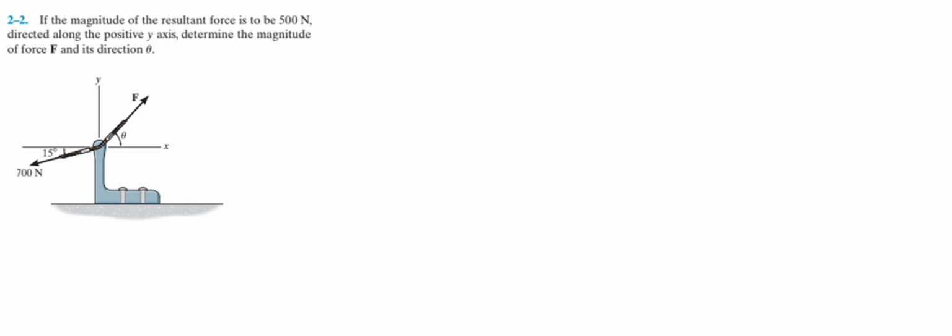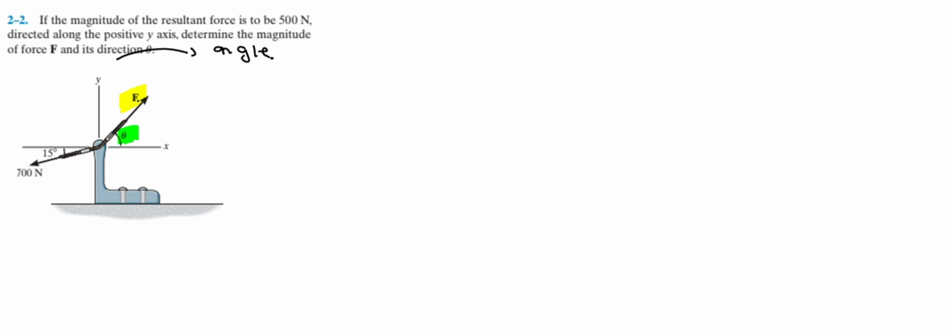Let's talk about this question. This question says that if the magnitude of the resultant force is to be 500 Newton directed along the positive y-axis, determine the magnitude of force F, which means this vector, and its direction. The word direction means we have to find the angle, which means this angle. So let's draw a diagram.